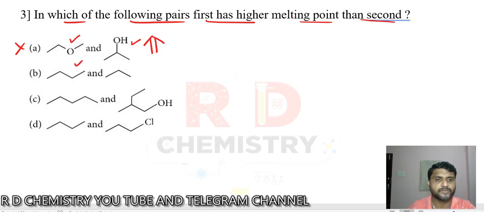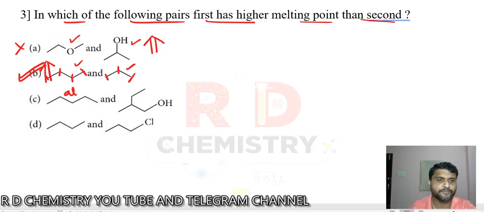Second option. Both are alkanes. In the first case 1, 2, 3, 4 carbon. In the second case 1, 2, 3 carbon. That means the larger the number of carbon atoms, the more the molecular mass. The first one has a higher melting point. Correct. So second should be the answer. We'll go for the remaining.